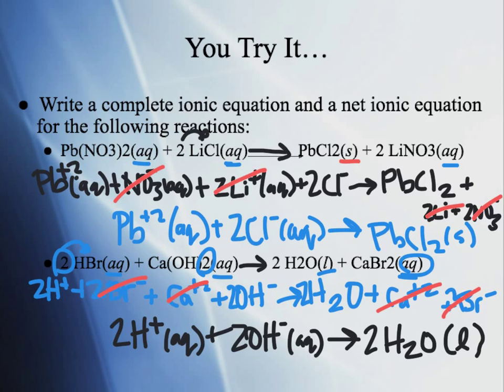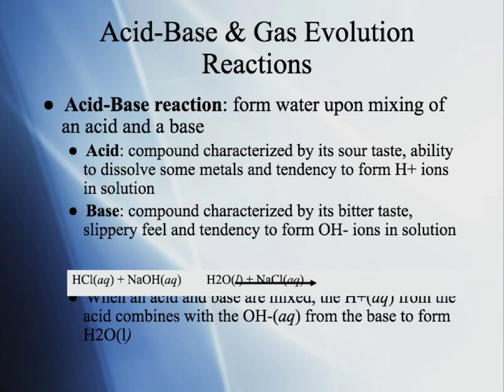Beautiful, I know. All right, so all of that had to do with precipitation reactions, so knowing the solubility rules and figuring out if a precipitate's going to form, and then knowing how to write the molecular, complete ionic, and net ionic equations for each. So that was kind of a big chunk of our lecture today. So let's look at some other types of chemical reactions, like acid-base and gas evolution reactions.